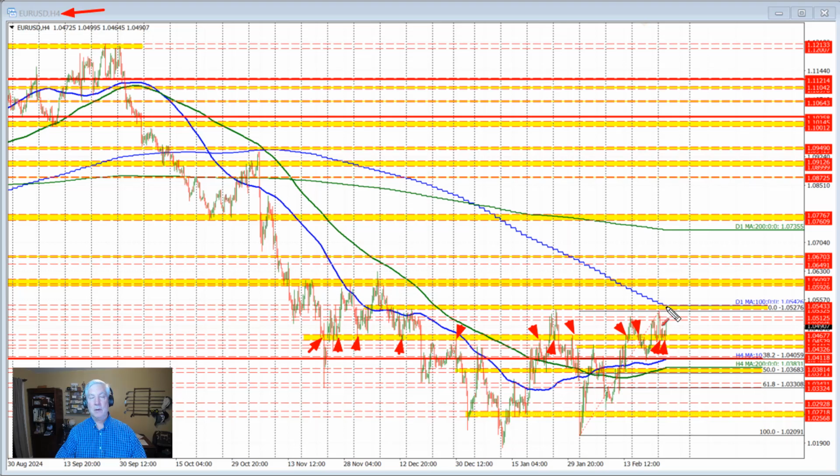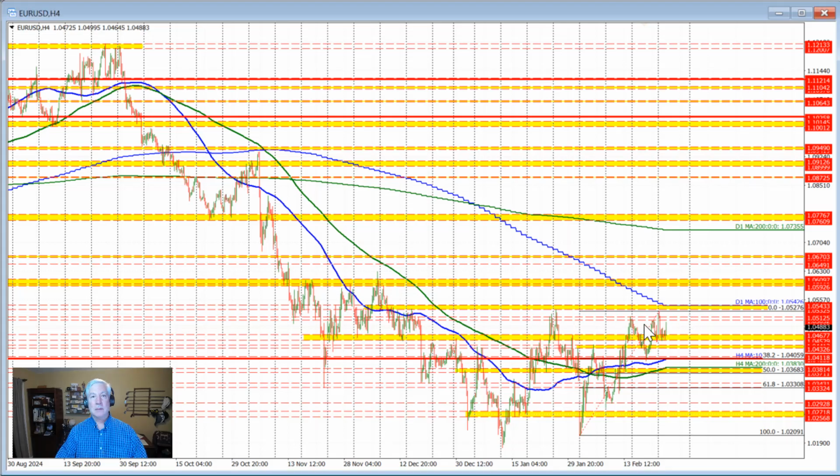And finally, the 100-day moving average is now moving into that swing area between 1.0532 up to 1.0543, and the 100-day moving average is at 1.0543. So with the price currently trading at 1.0490, we're stretching to the upside.